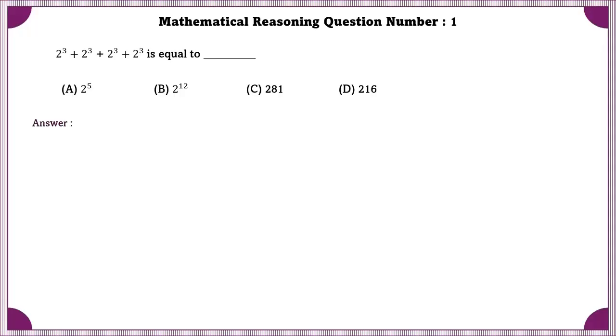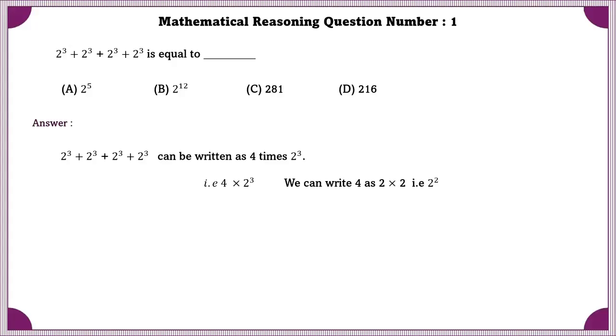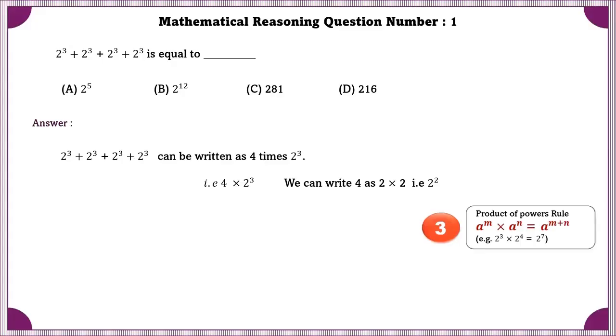Mathematical reasoning question number 1. The value of the expression is equal to. This expression can be written as 4 times 2 to the power 3, which is equal to 4 into 2 to the power 3. We can write 4 as 2 into 2, that is 2 to the power 2. Now using the product of powers rule, we can add the powers and write the final answer as 2 to the power 5.